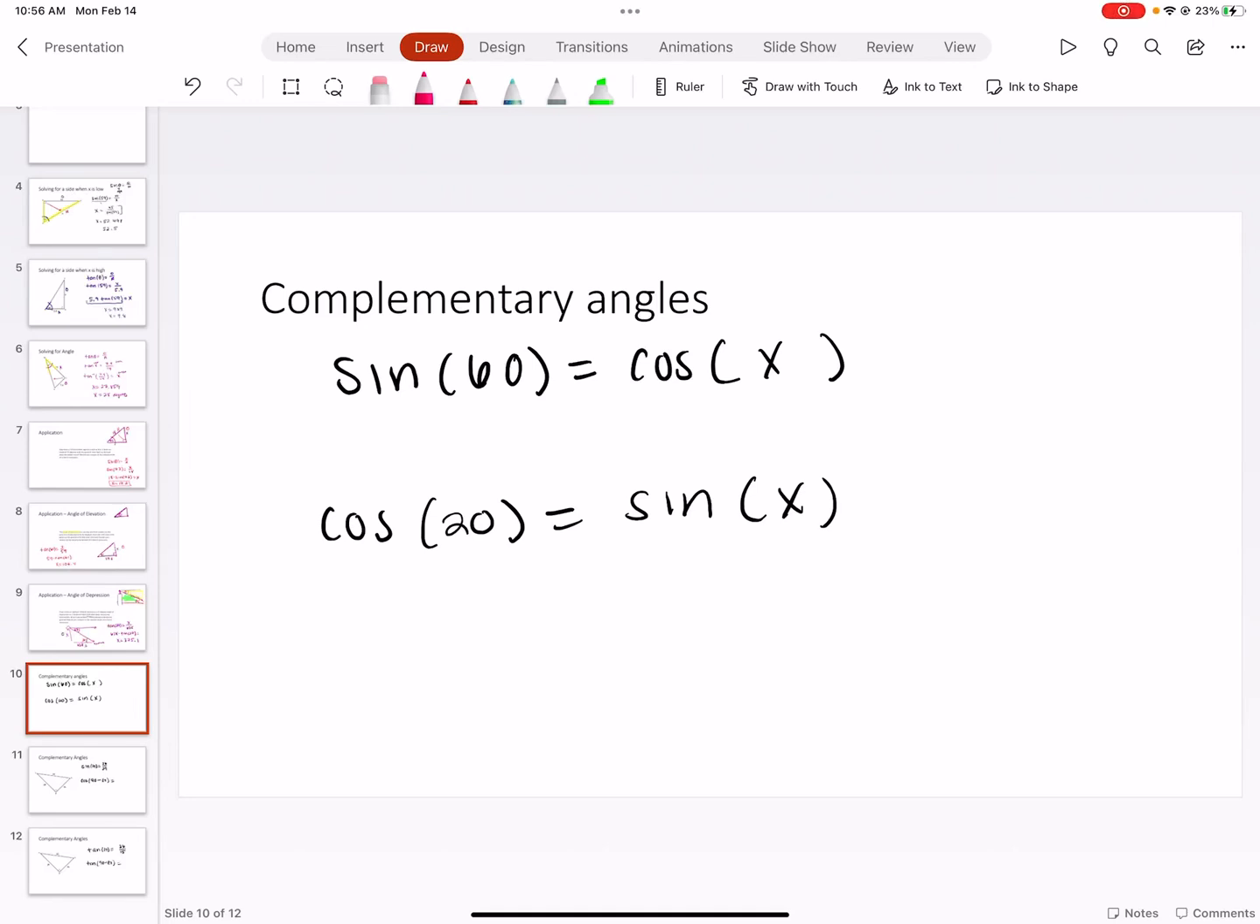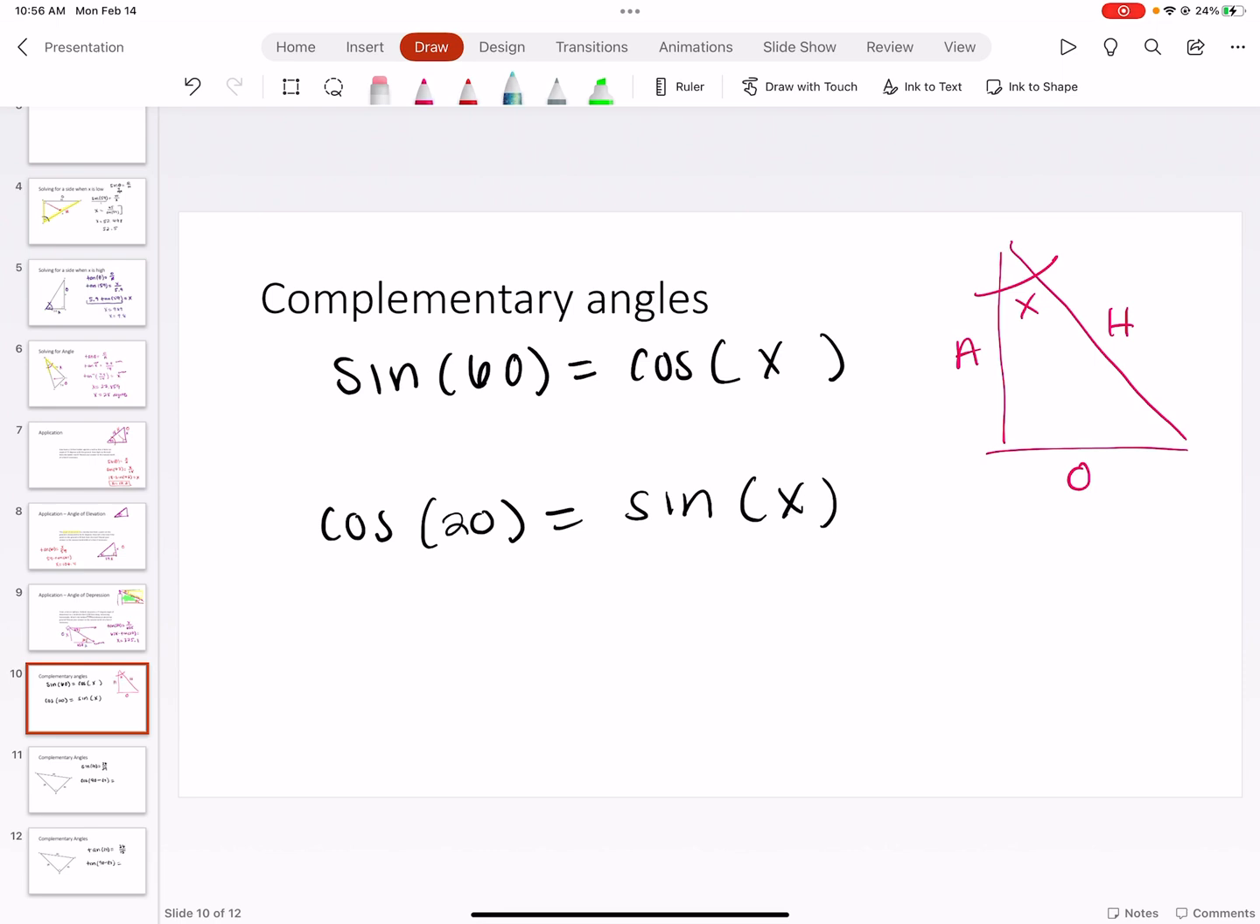Hey guys, so we've already talked about complementary angles in class, but what I want to do is go over something that's just a quick and easy type of problem. When you have your right triangle and you label, let's just call this x. Here is my opposite and my adjacent and my hypotenuse.